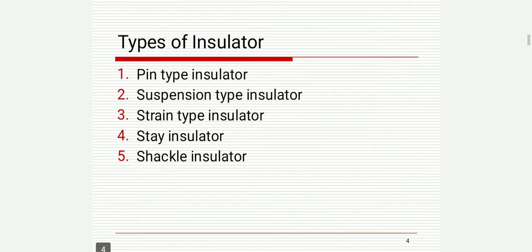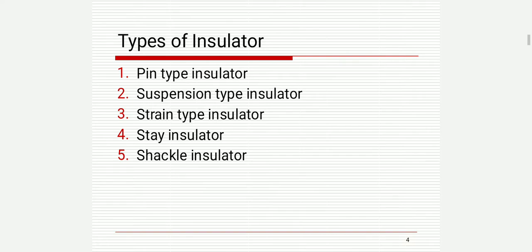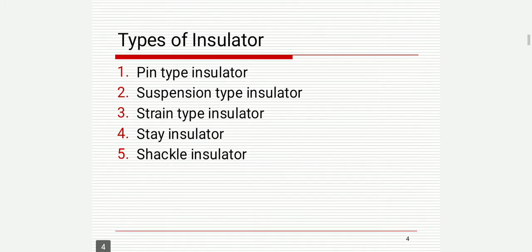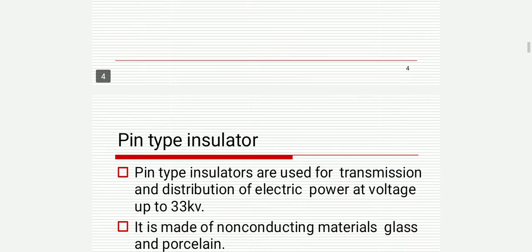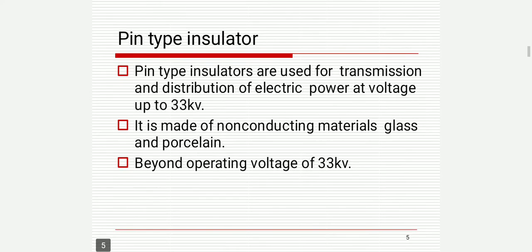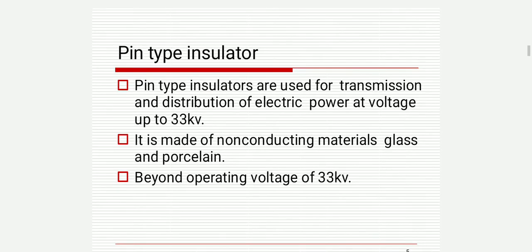In that, the first one is pin type insulator, second is suspension type insulator, third is strain type insulator, fourth is stay type insulator, and the fifth is shackle type insulator. Now we will move into the discussion. The first type of insulator is the pin type insulator.